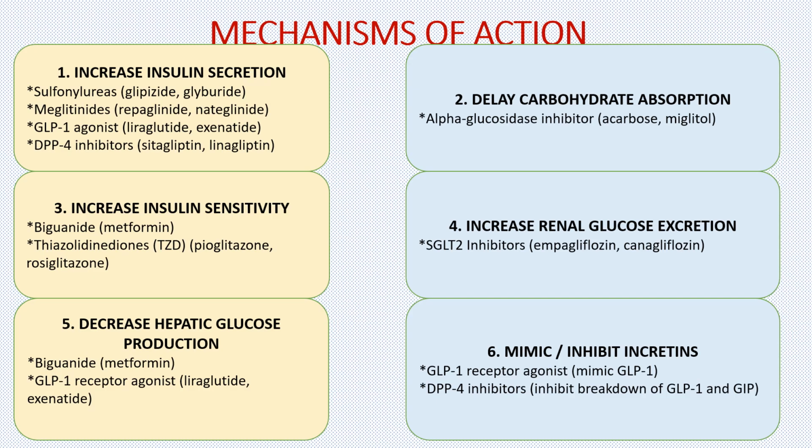Then, finally, it mimics or it inhibits incretin. Now, this affects incretin hormones, which increases insulin and decreases glucagon in response to meals. So an example, we have the GLP-1 receptor agonist and the DPP-4 inhibitor.